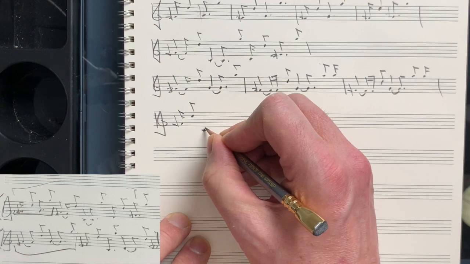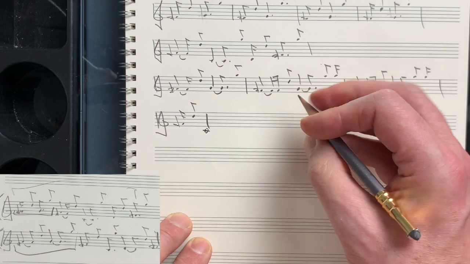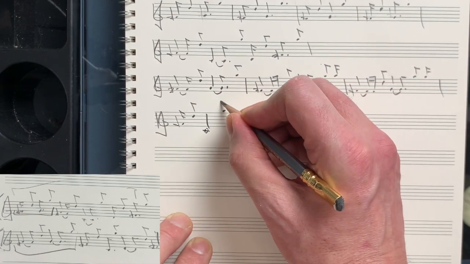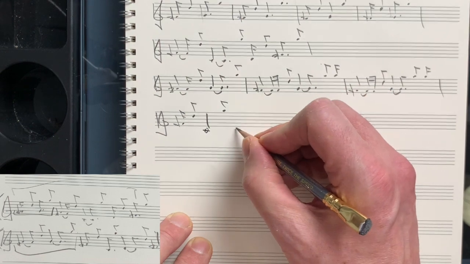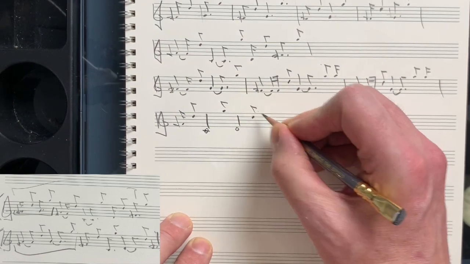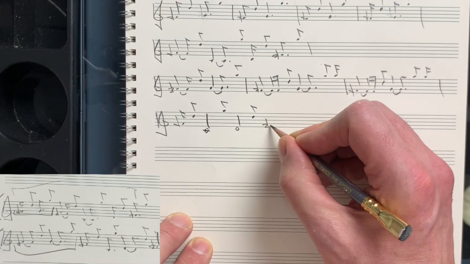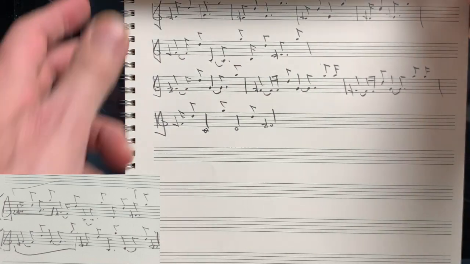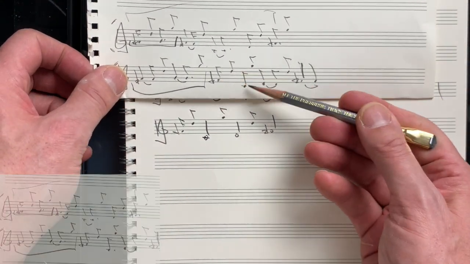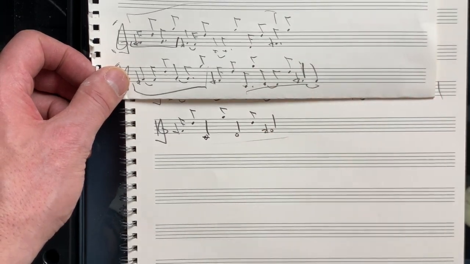So I'm going to make these notes longer. That was a dotted eighth. I'm just going to make them all half notes. So you can compare the original, particularly this last measure here. I like accentuating that line there by making these all a little bit longer.